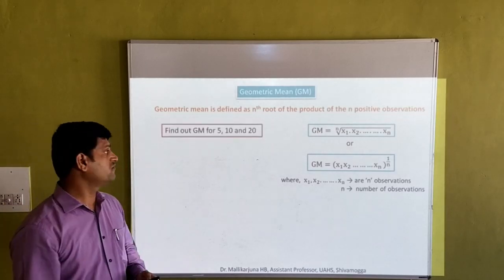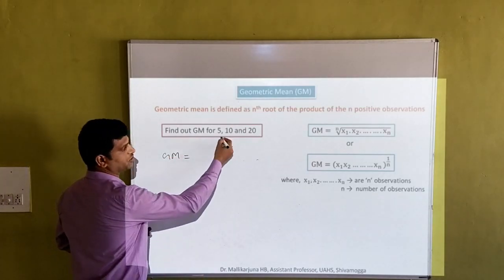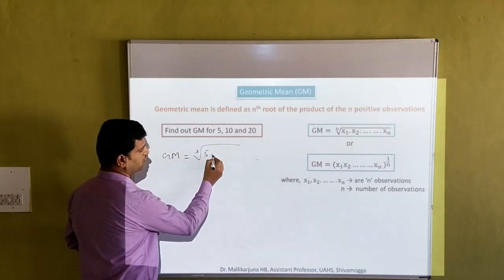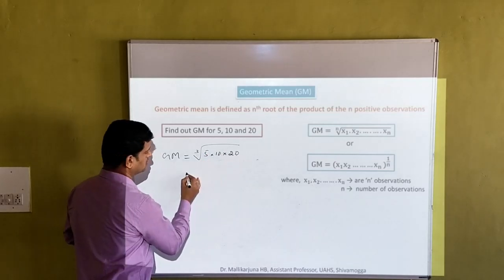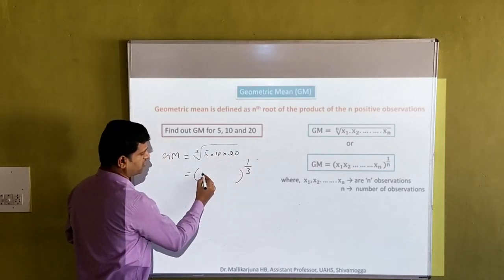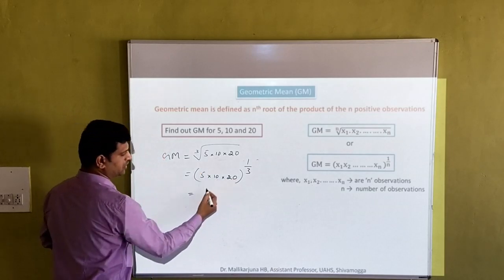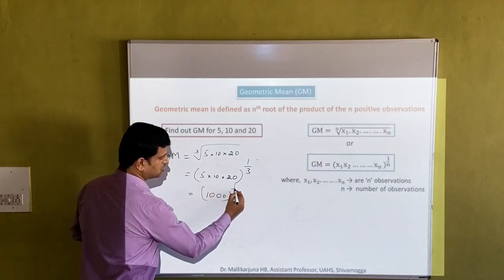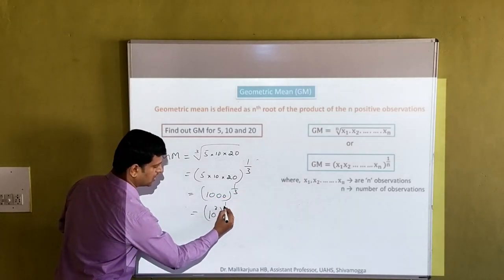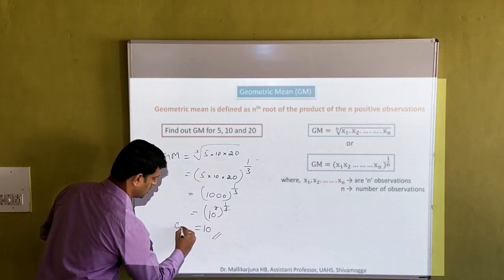Find the geometric mean for 5, 10 and 20. So here how many observations? 3 observations, so we have to take the cube root of 5 into 10 into 20. In another way, I can take the whole to the power 1 by 3. 5 into 10 is 50, 50 into 20 is 1000. So 1000 to the power of 1 by 3. I can write 1000 as 10 to the power of 3, and the 3 and 1 by 3 cancel. Geometric mean is 10.